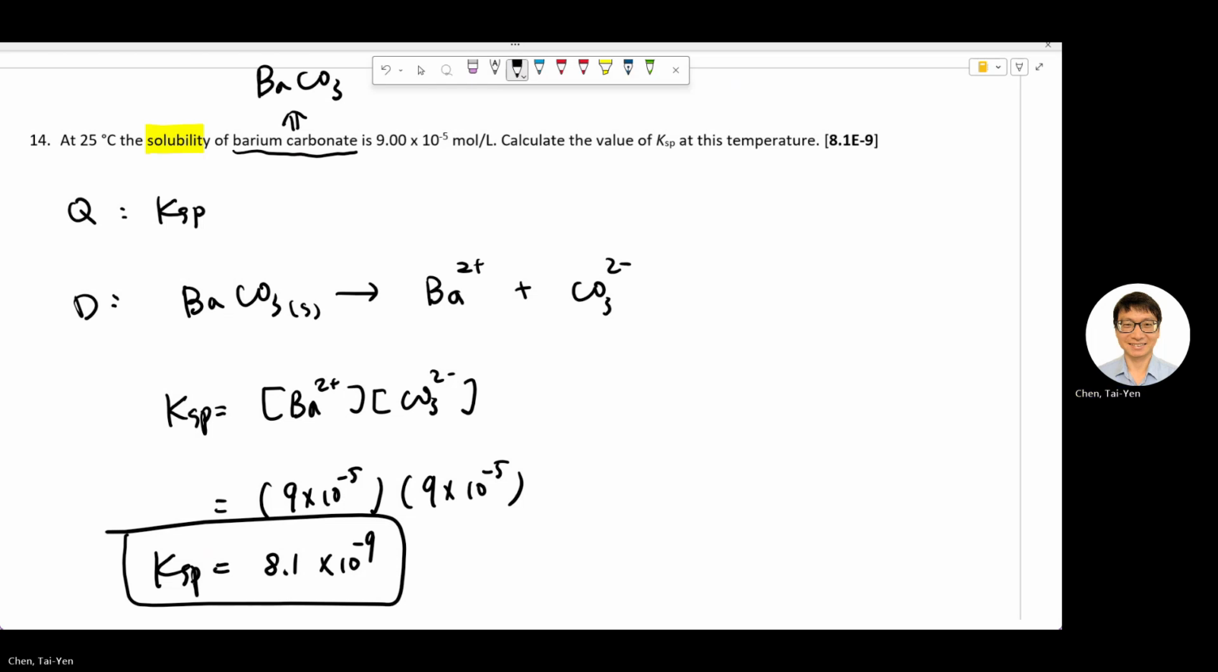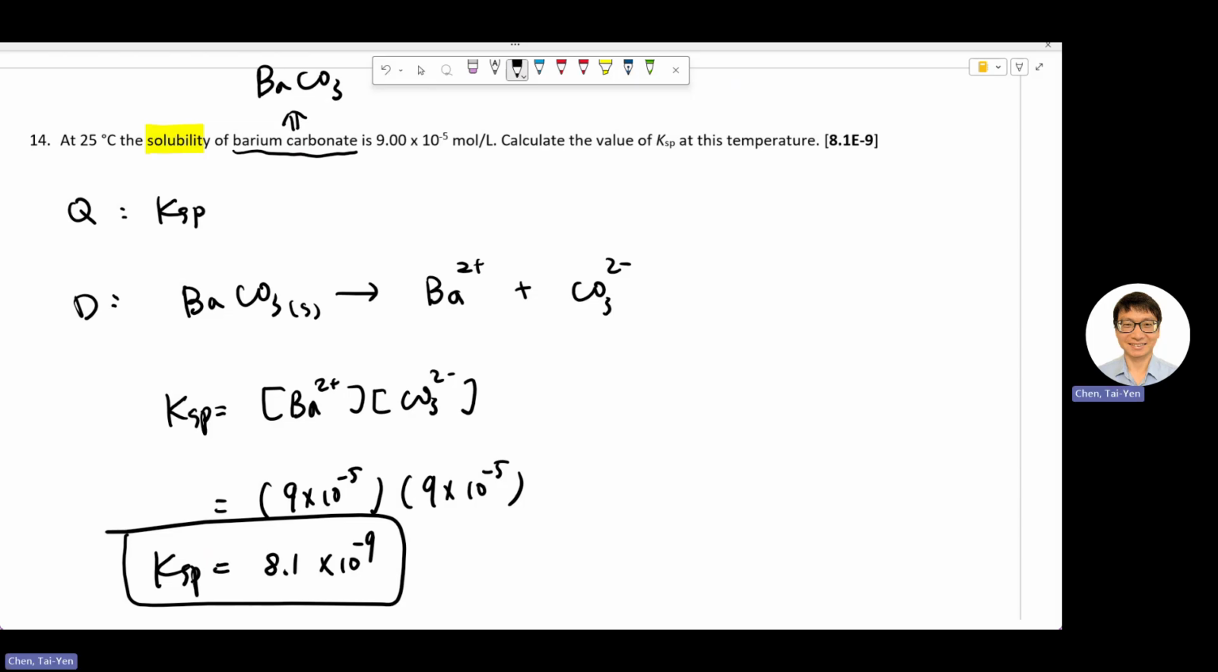Solubility, right? Therefore, to calculate your KSP, you must use molar solubility, which has a unit of M, molarity, which is mole per liter. So do you have the right unit? You do, moles per liter. You know you have the correct unit.